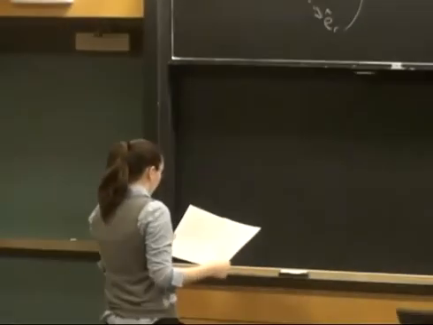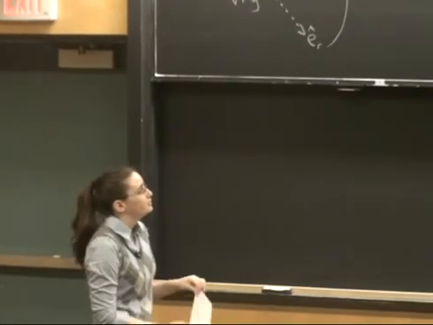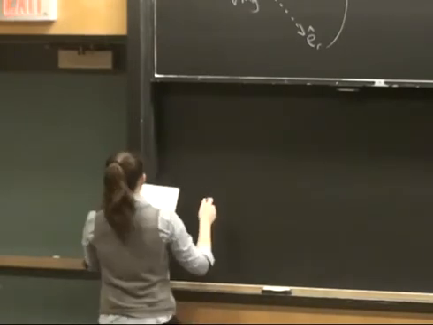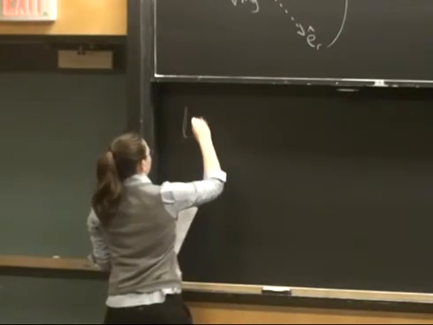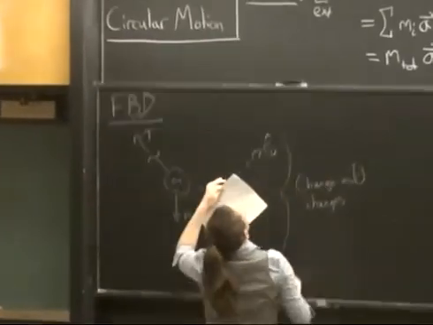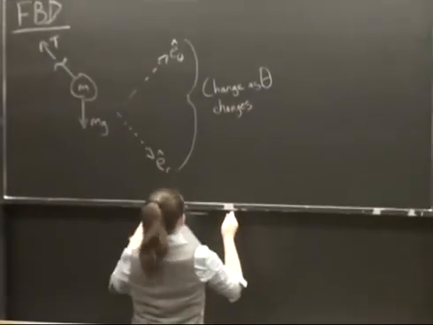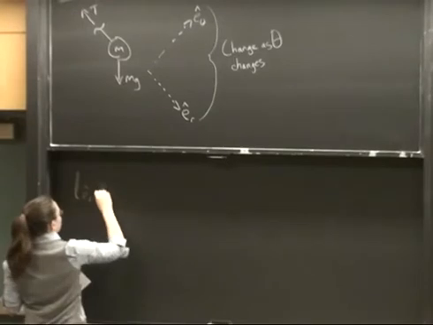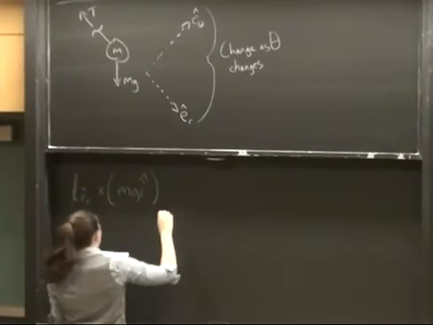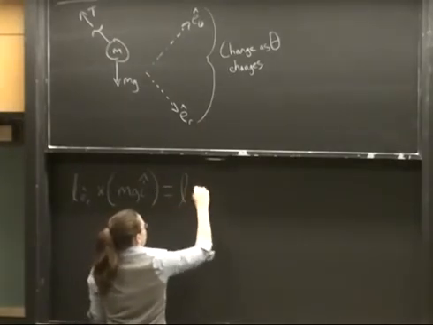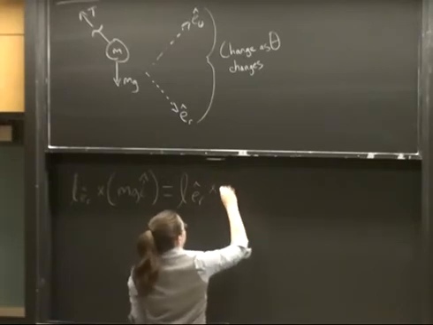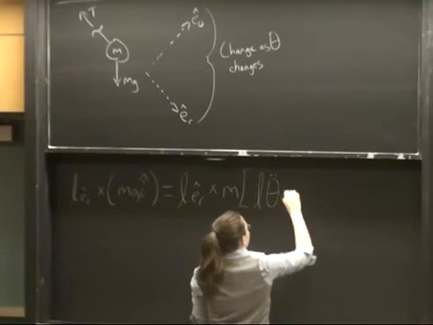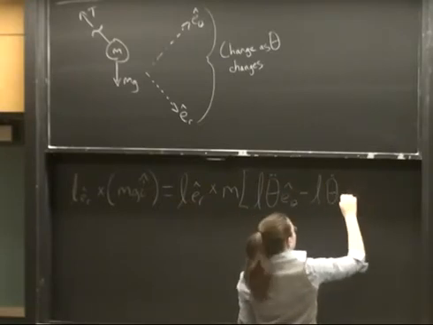So we want to plug that back into our angular momentum equation. So that gives us L ER hat cross mg I hat is equal to L ER hat crossed with m times, now we have, L theta double dot E theta hat minus L theta dot squared ER hat.